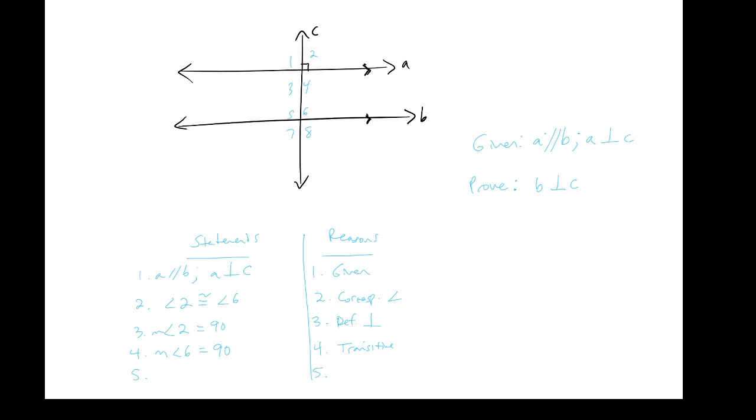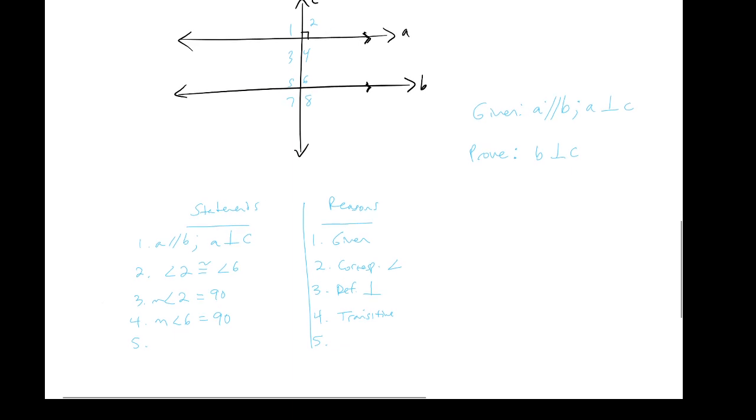If that's the case and 6 is equal to 90, then line B has to be perpendicular to C. This is the definition of perpendiculars again. It's pretty straightforward.